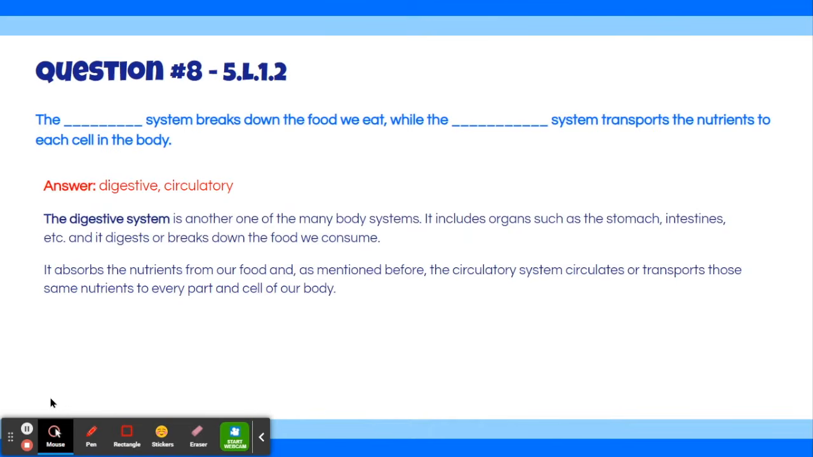It includes organs like the stomach, intestines, etc. And it basically just digests or breaks down the food we consume. It absorbs the nutrients from our food, and as mentioned before, the circulatory system circulates or transports those nutrients to every part and cell of our body.